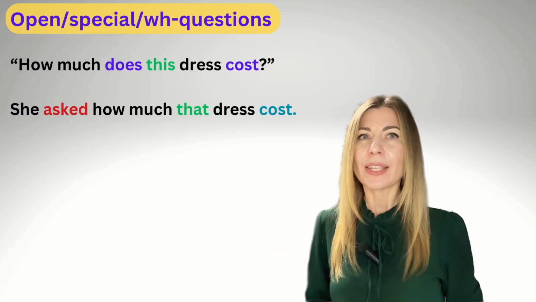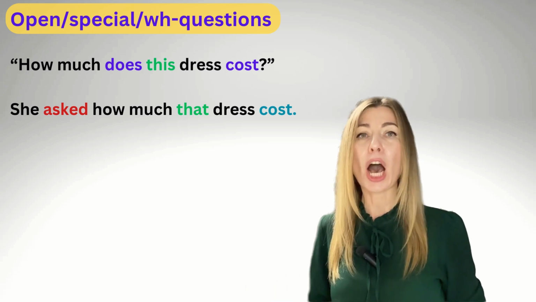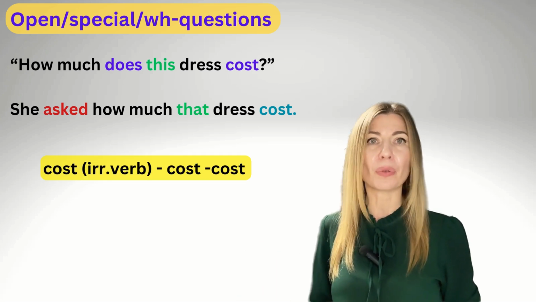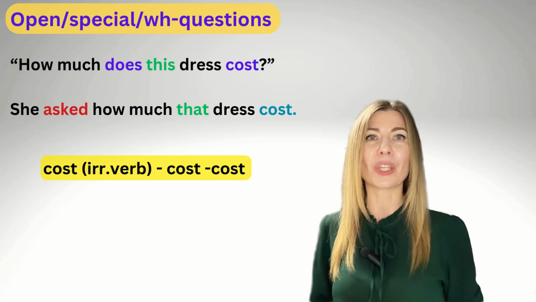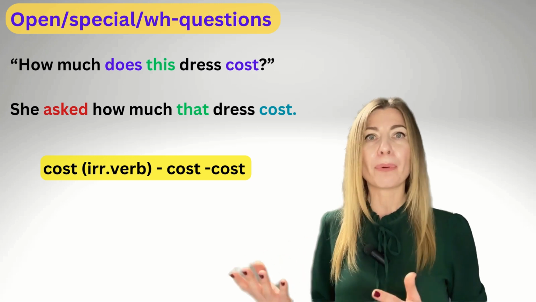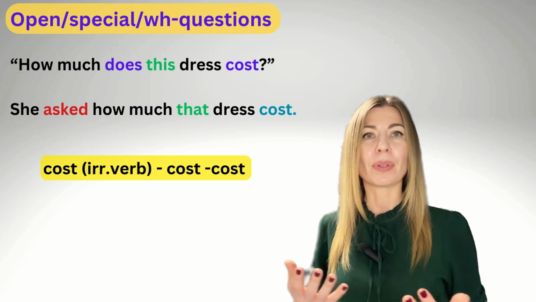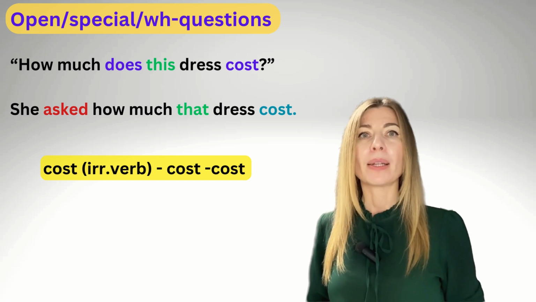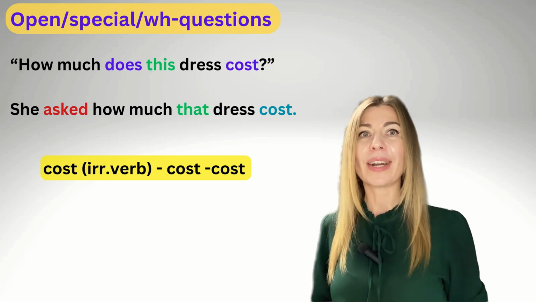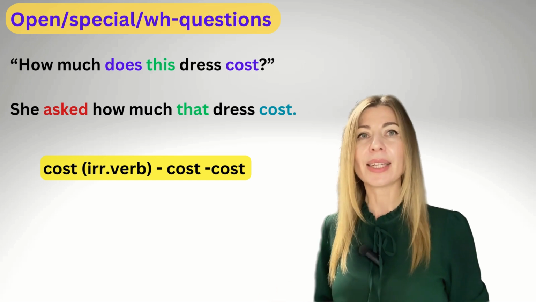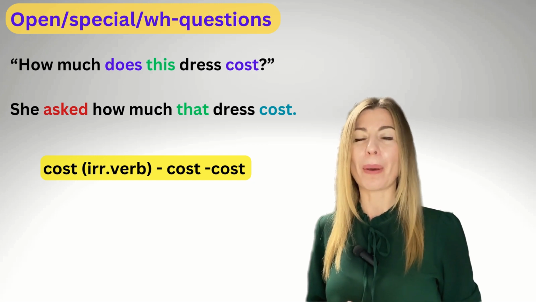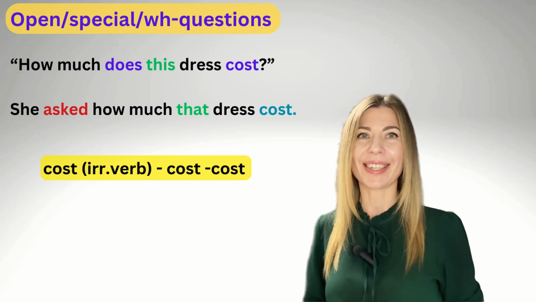Let's have a look at another one. How much does this dress cost? She asked how much that dress cost. Cost is an irregular verb, and you remember it has three similar forms: cost, cost, cost. Therefore, present simple and past simple, you can see here, we do not change the verb. But I'm changing the demonstrative pronoun this to that, and that's basically what you have to remember about reported questions.